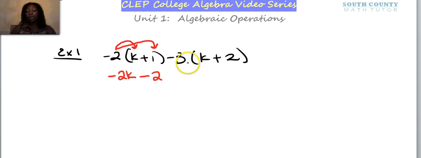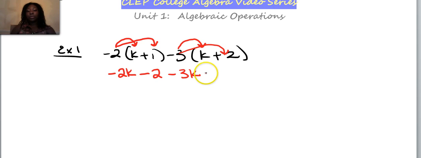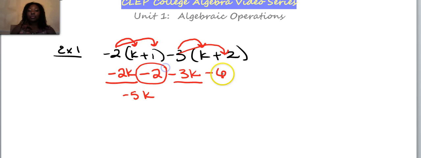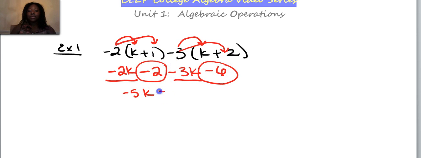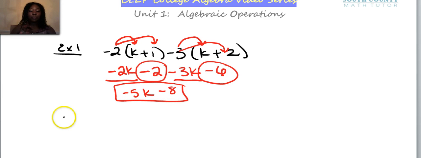You see a number in front of a parentheses. That tells you to distribute. Negative 3 times k is negative 3k. Negative 3 times positive 2 is negative 6. And then now you make it pretty. You combine like terms. Negative 2k minus 3k is negative 5k. Negative 2 minus 6 is negative 8. And we are done.